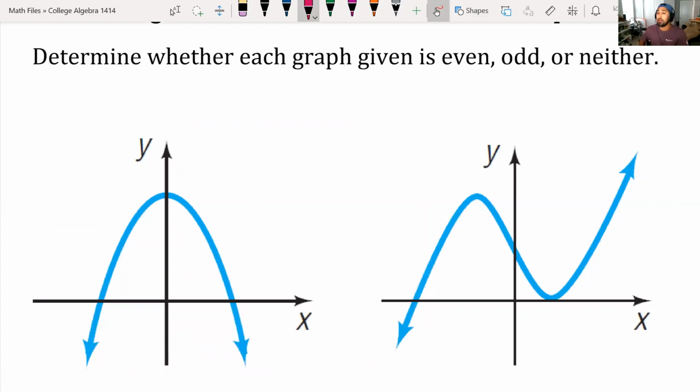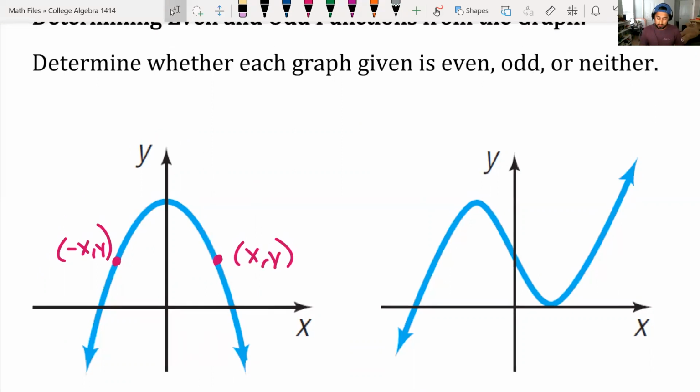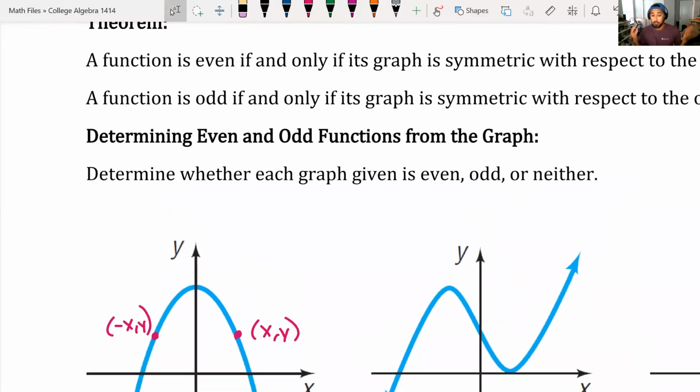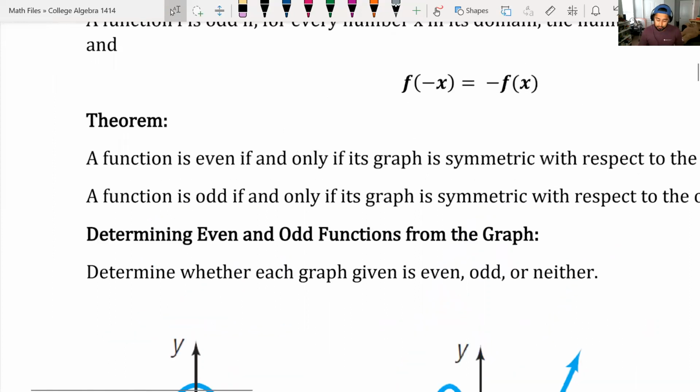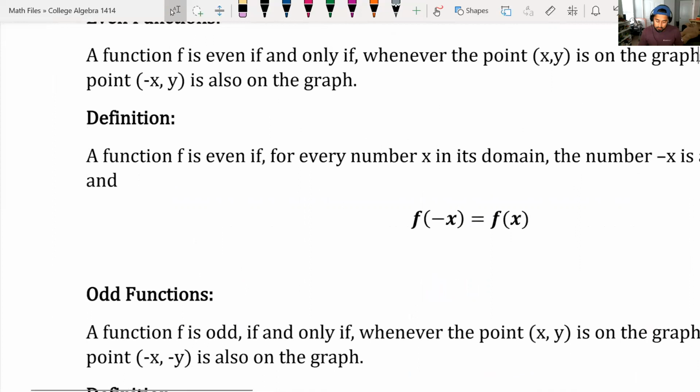And if you are symmetric about the y-axis, then what that definition said is if you have a point x, y, and if you are an even function, then there should be a point negative x, y when you flip it over. That's all that says. Okay. So this is what it means to be even graphically. To be even graphically, you are symmetric about the y-axis.